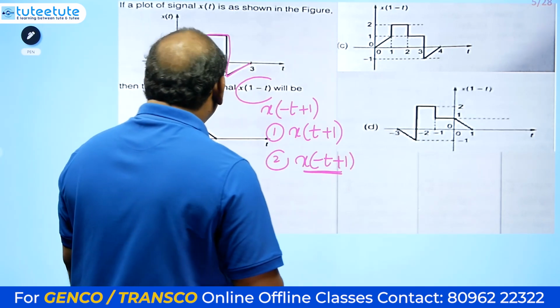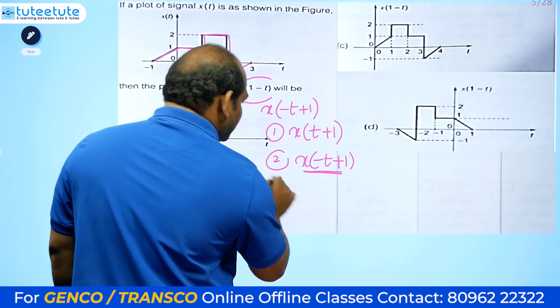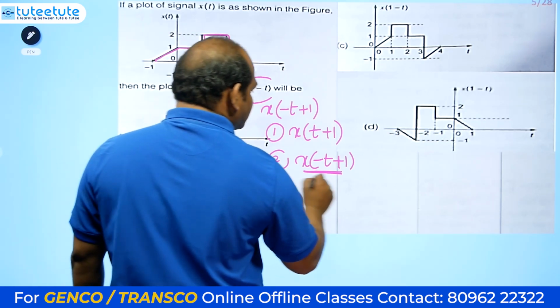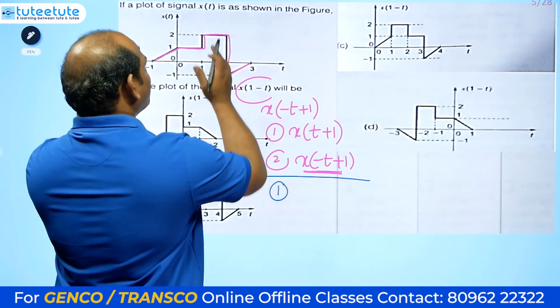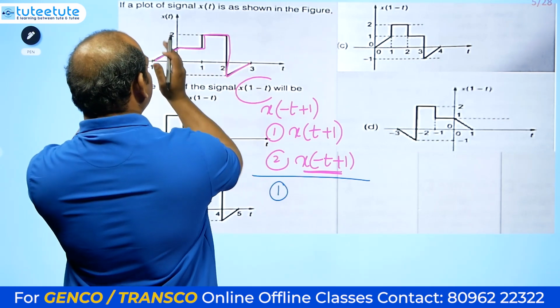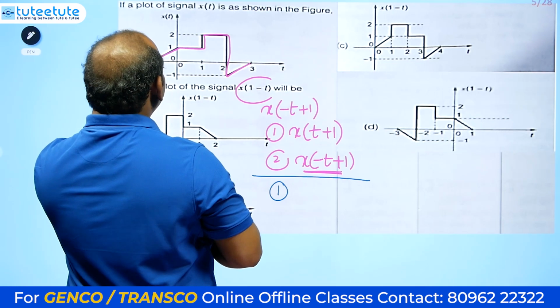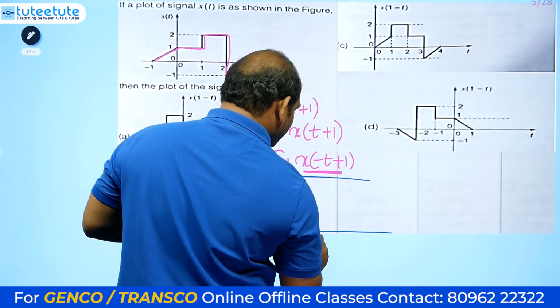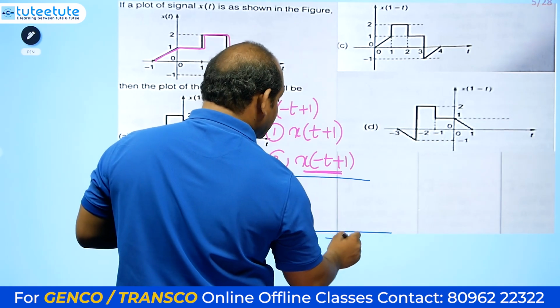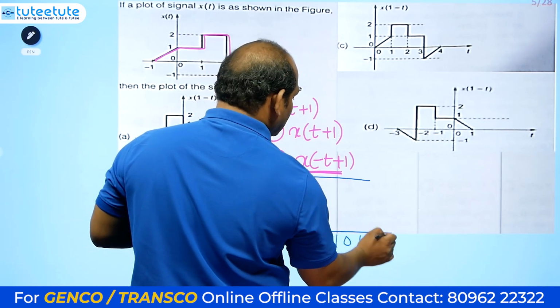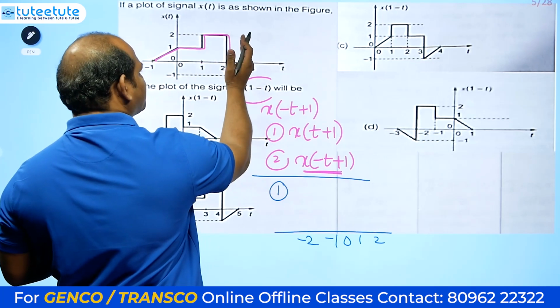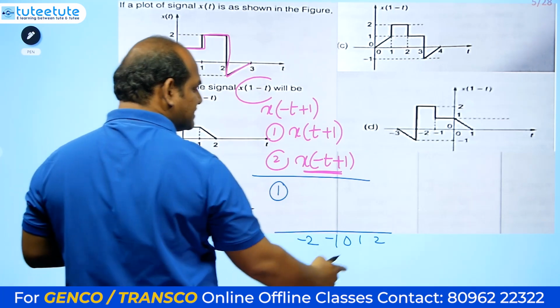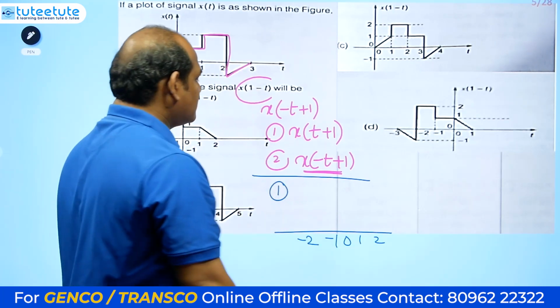Now first I am writing here x of t plus 1. As I said earlier, we have to move this particular signal to the left side by 1 second. The original signal starts from -1, so now the signal will start from -2, -1, 0, 1, 2. The signal originally ends at 3, but because of the shift to the left by 1 second, the signal will end at 2 seconds.